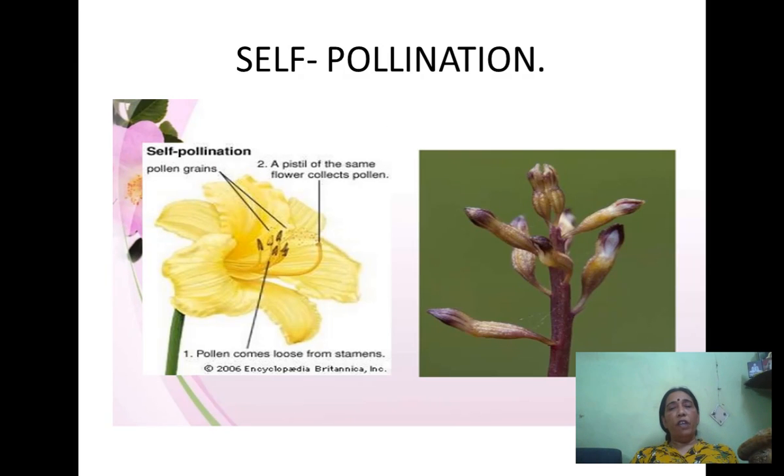See here, in self-pollination the flower has both the sex organs, that is the anthers as well as the stigma, the androecium and the gynoecium, and here the pollination is taking place within this flower only. This second one is a closed flower inside which the anthers and the stigmas are there. It is an open flower and it is a closed flower.